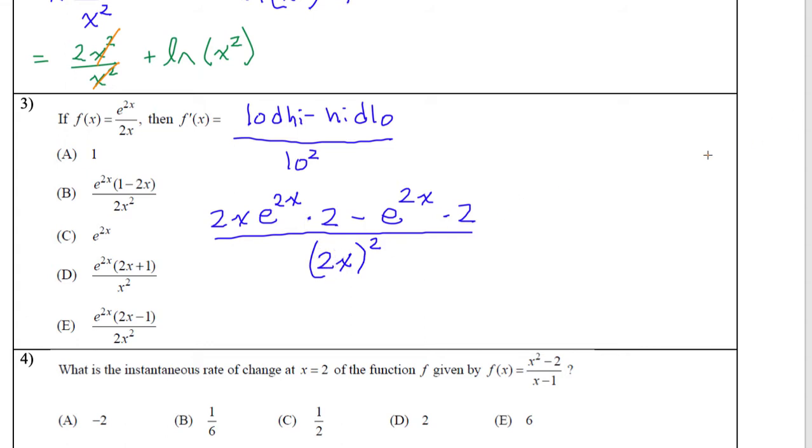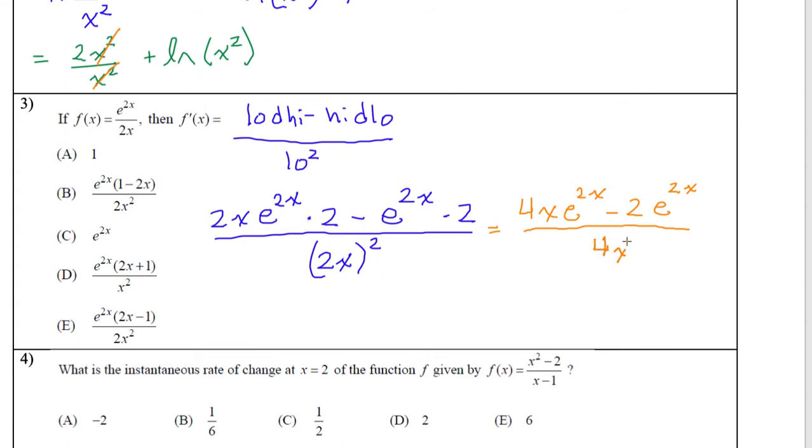All right, so when I do this thing, I should have switched that to yellow. I should be alternating colors. When I simplify this, I get 2 times 2, which is 4x, so 4x e to the power of 2x minus 2 e to the power of 2x. Just brought that 2 out front. And on the bottom, I should have 4x squared. Another way of thinking about this is 2 squared x squared. The square applies to both of them. So it is 4x squared.